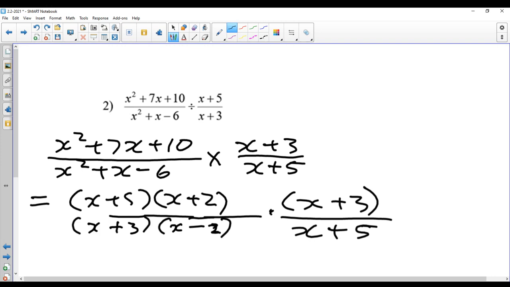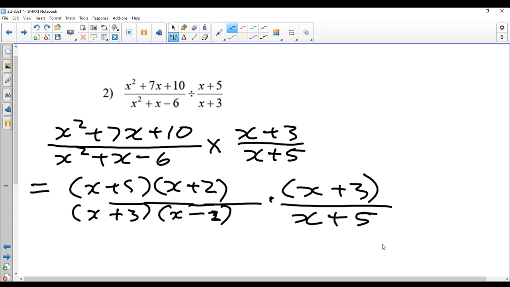Good. So Sarah says we can take the x plus 3's. That gives us a 1 here and a 1 here. Don't forget those ones.